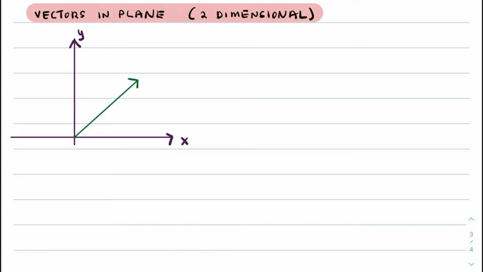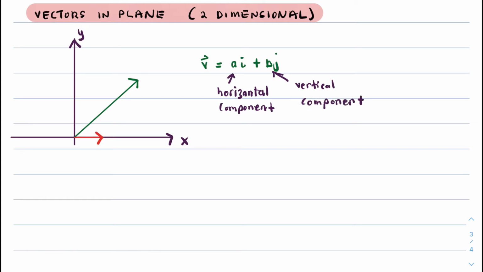Vector plane is for the two-dimensional, where you have the plane. This is the plane of xy. Suppose that you can name the vector as vector v equivalent to ai plus bj. Now a here is the horizontal component, b here is the vertical component. i and j are unit vectors with respect to the x and y axis. So let's say this is your i, this is your j.